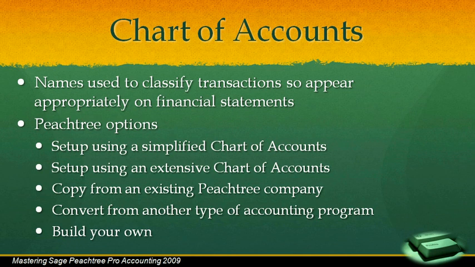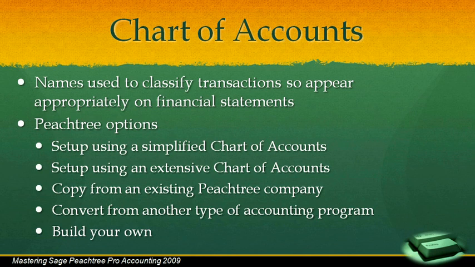Even though there are a lot of accounts that are always the same, sometimes they're a little bit different based on the type of business. So Peachtree has a couple of options. First of all, you can set them up using a simplified chart of accounts, which is just what it sounds like, kind of a bare minimum, if you will. Or you can set up using an extensive chart of accounts. Both of these allow you to select sample types of industries. So you can say you're in retail or you're a beauty salon or a bakery, something like that, and it will give you the recommended types of accounts you can have.